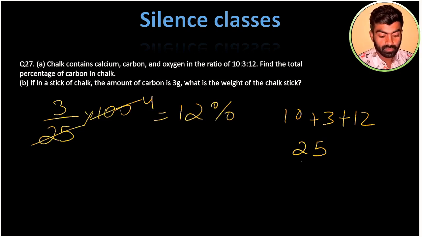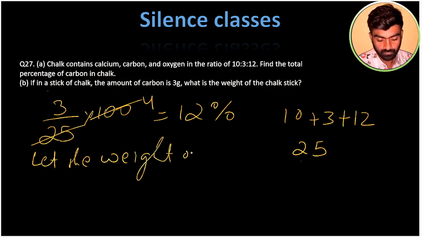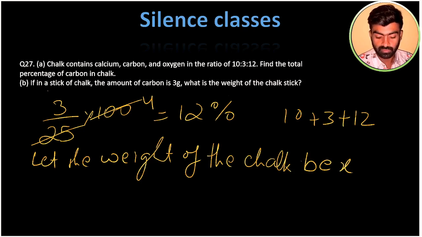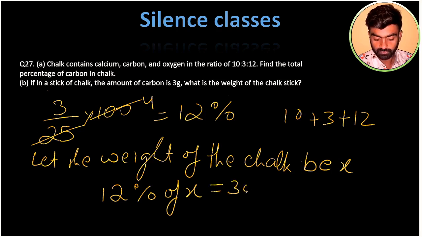If in a stick of chalk the amount of carbon is 3 grams, what is the weight of the chalk stick? We have to find the weight of the chalk stick. Let the weight of the chalk be x. It is given that the amount of carbon is 3 grams, meaning 12% of x is equal to 3 grams.